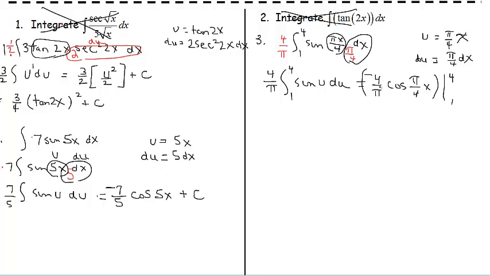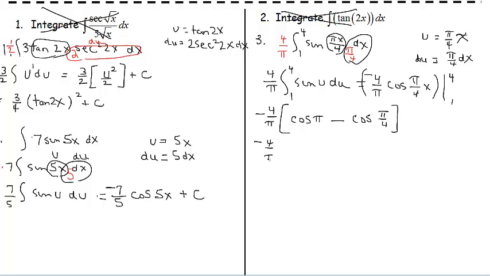When I go to evaluate, I'm going to clean it up. I want to pull the negative 4 over pi out front. So all I have to do is concentrate on evaluating this function at the upper and lower limits. So let's plug in 4. We've got the cosine of, and when x is 4, these will cancel. So it's really just the cosine of pi, minus, plug in 1 for x, the cosine of pi over 4.